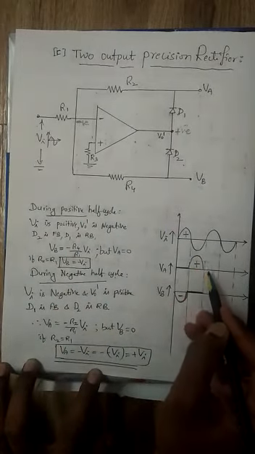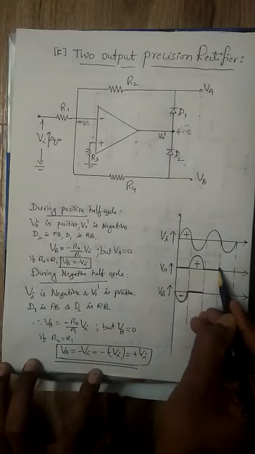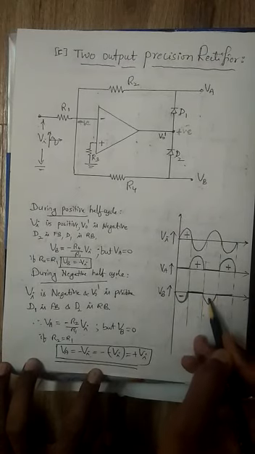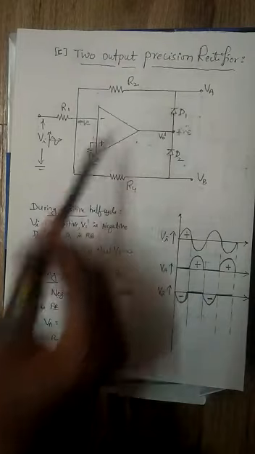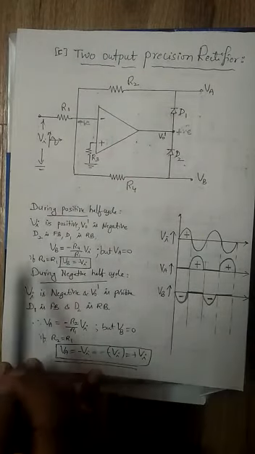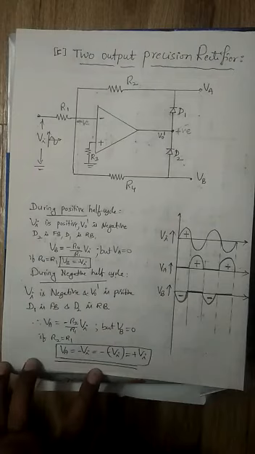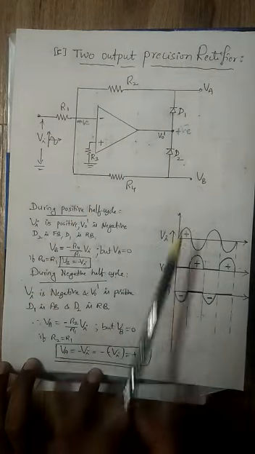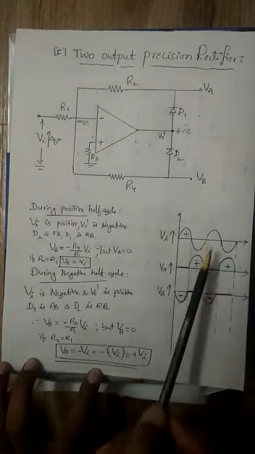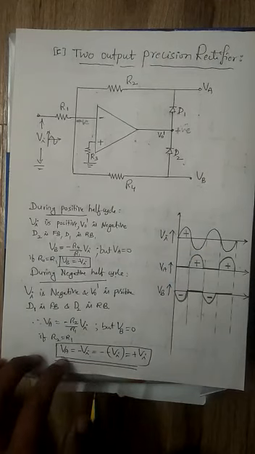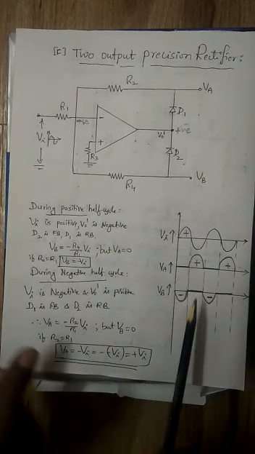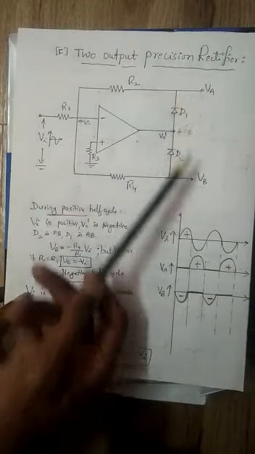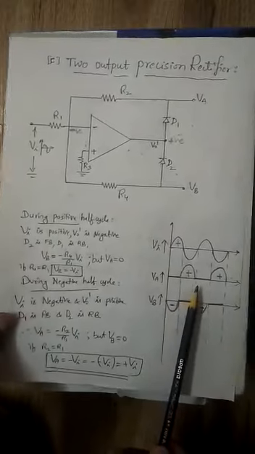As the cycle repeats, we get 0, again positive, like this. You will get negative, again here it is 0. So at VA, you are getting only positive half cycles, and at VB, you are getting negative half cycles. That means you are getting two outputs: one is a positive DC voltage, the other is a negative DC voltage. You are applying AC here, but the output is DC. Suppose you want plus 10 volts and minus 10 volts DC, then you can use this circuit.